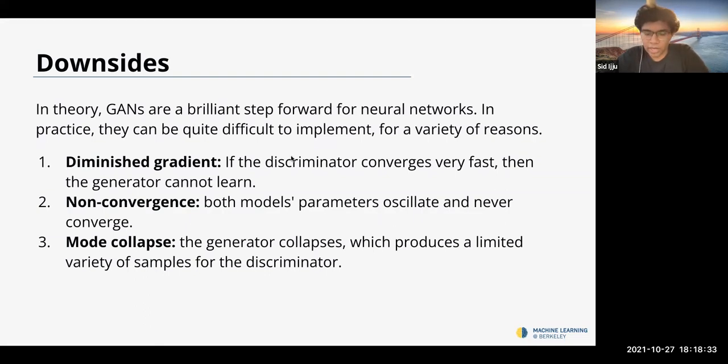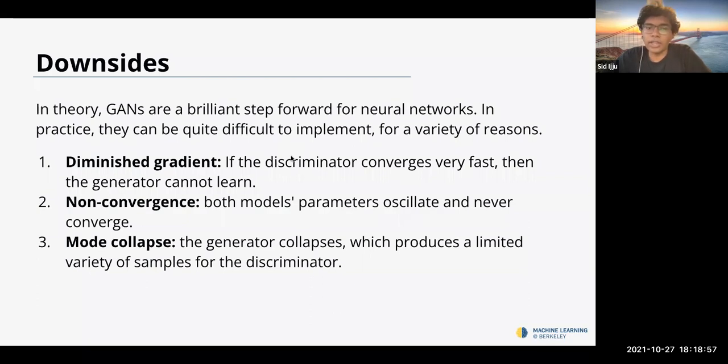And also mode collapse, which is the third problem. The idea behind that one is that the generator just doesn't produce that many things as the output. It chooses to produce only a couple different samples, which produces a limited variety of samples for the discriminator, meaning that the discriminator isn't able to really learn a distinguishing factor. And so the generator just doesn't learn anymore off that.